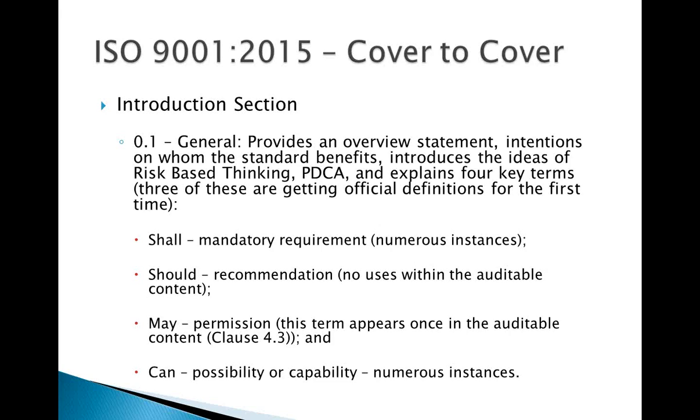Now, shall, of course, is a very familiar term, indicates a mandatory requirement. Should, a recommendation. At present, there's no uses within the auditable content. May, this is a permission. This item actually appears once in the standard in section 4.3. And then can, indicating a possibility or capability. And again, numerous instances in the standard. But the key term here, as before, is shall.